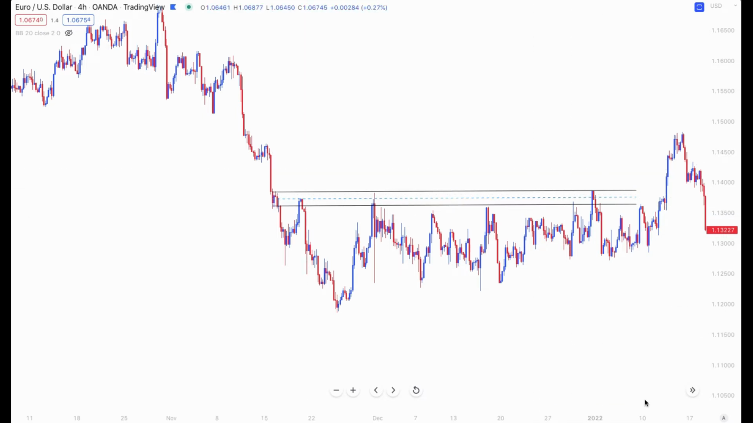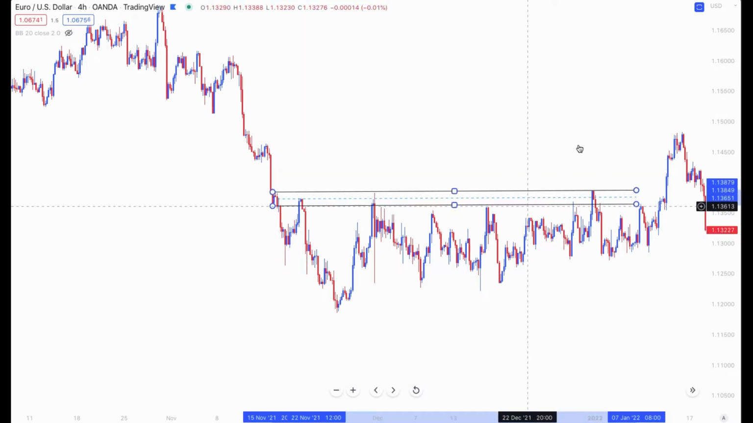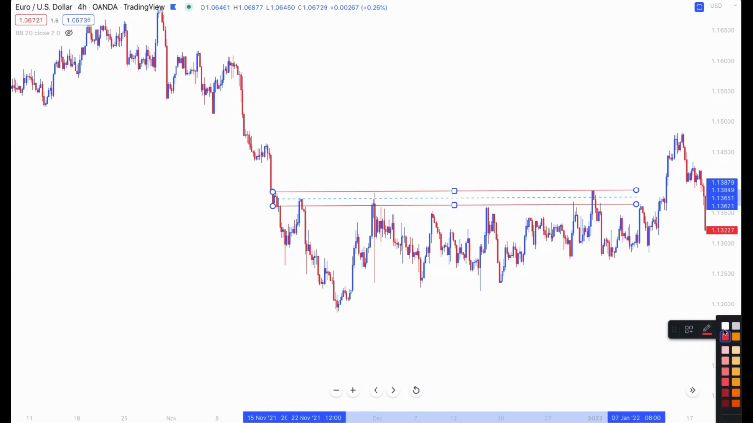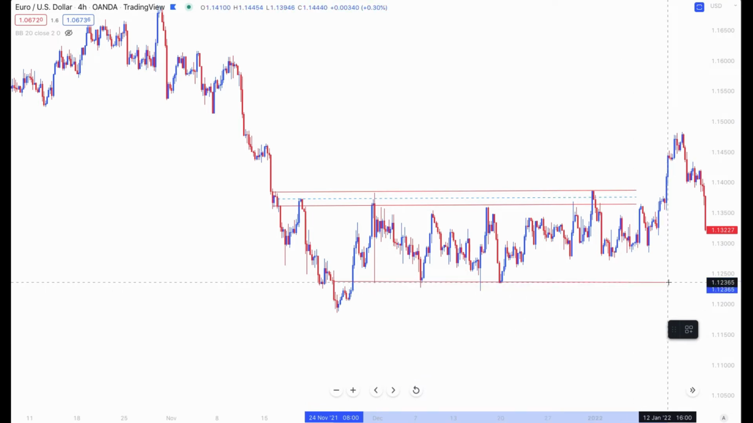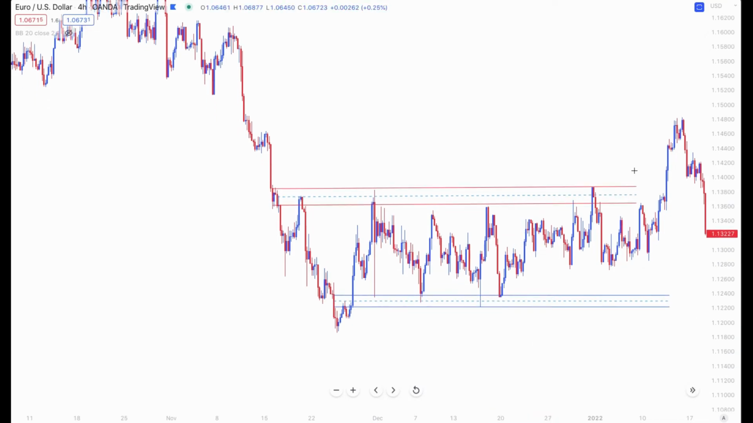Okay, and I'm going to do the same. Oh, you know what? Let's change this color. Let's make this color red because it's resistance, right? It is resistance. So we need this to be red. There we go. And let's do another one at the bottom showing support or demand, right? Areas where this price wants to get bought up, just like this. Okay, let's change this color to blue. There we go. Okay, so let's look at this closely.